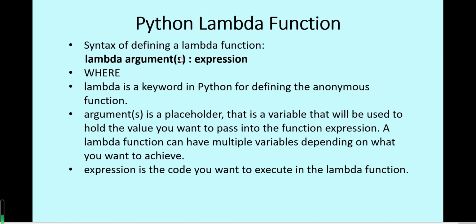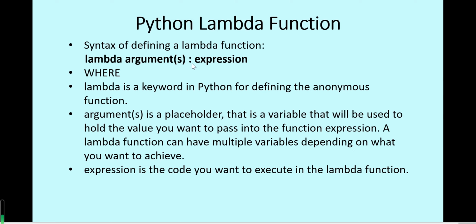The syntax of defining a Lambda function is we use the lambda keyword, then arguments, where lambda is a keyword in Python for defining the anonymous function. And arguments is a placeholder, a variable that will be used to hold the value you want to pass into the function expression. This is actually the same as the arguments you define in a normal function with a name. And a Lambda function can have multiple variables depending on what you want to achieve.